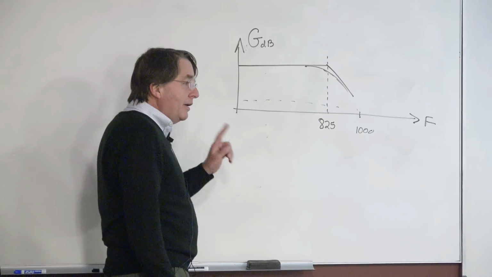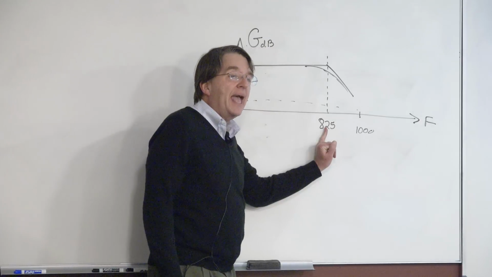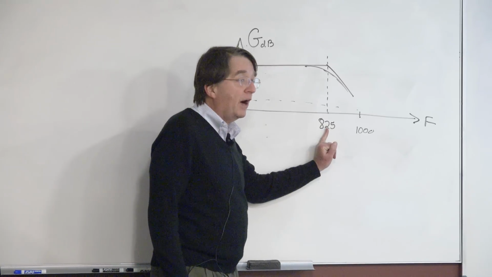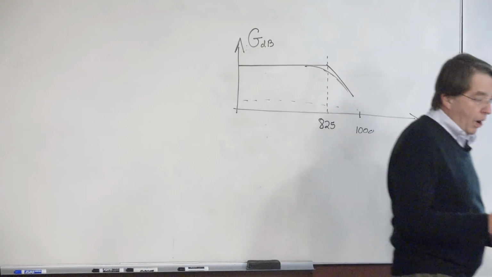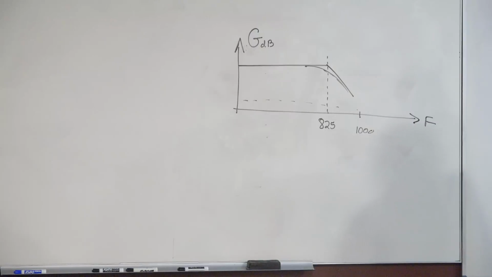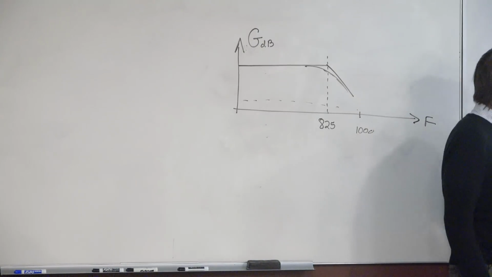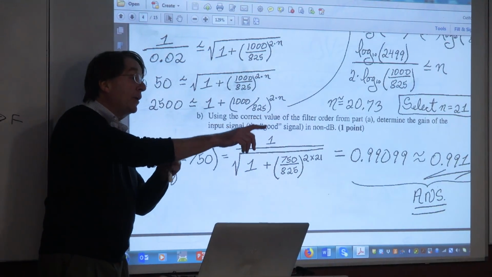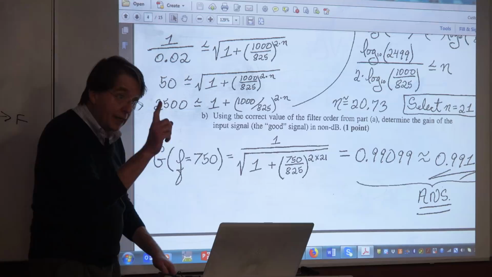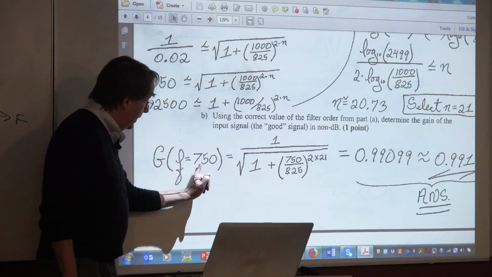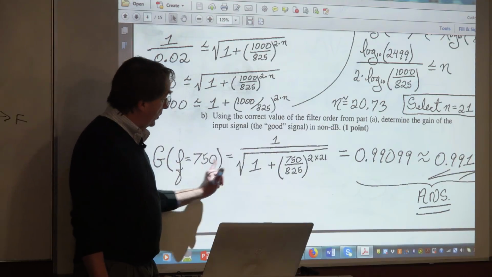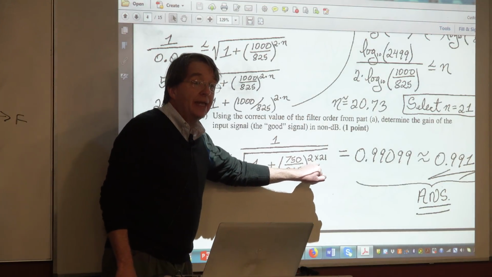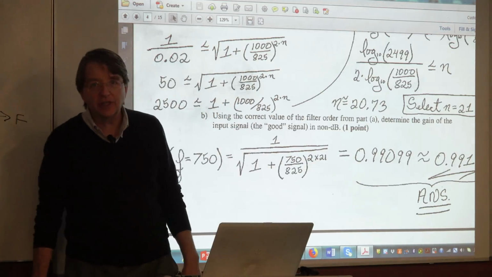Now, here's what's interesting. We are already down 3 dB at the 825 part. Now, what was the value of the good signal? That was 750. So here's the deal. How much of the good signal am I getting with a 21st order filter, where the corner frequency is 825? Now notice, be careful. This is easy, but it's very easy to trick yourself up. This is the gain at 750. So now I put 750, not 1,000. Same corner frequency, 825. And now I know n is 21. Look at this. I'm getting out 99% of the good signal.